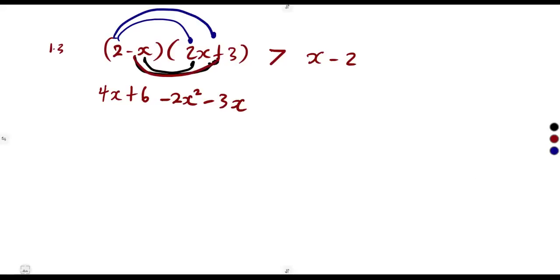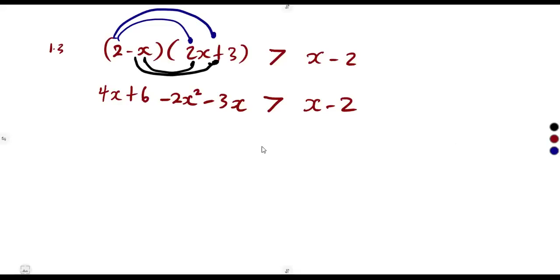This one to this one, it's a negative there. Positive, negative, so it's going to be negative 3x. That's greater than x minus 2. We have expanded. We can see that the highest exponent there is 2, so that's a quadratic inequality that we are talking about.